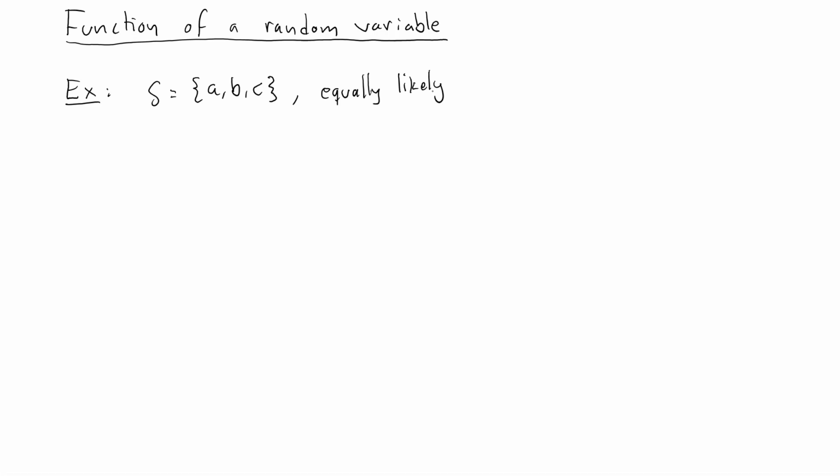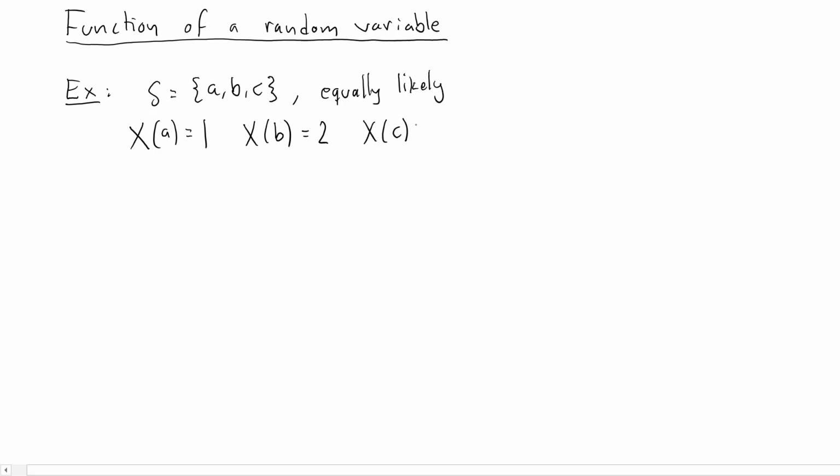Finally, I have a random variable x, which you remember is a function from S to R. So it needs to map each outcome into a real number. And let's say it does it like this: A to 1, B to 2, and C to 3. The range of x contains 3 numbers, 1, 2, and 3. So it's clearly a discrete random variable.